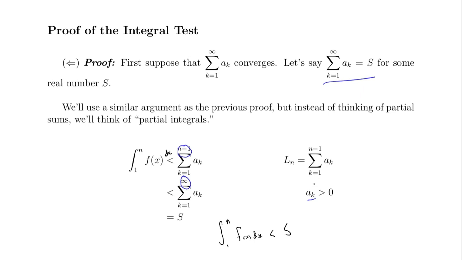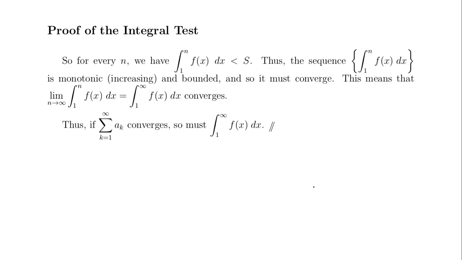Now what we're going to do is use that monotonic bounded convergence thing. For every n, we have this inequality. That means the sequence of these things is bounded. We know it's monotonic because as you add more x values here, as n gets bigger, we're adding more area, so it's increasing. We also know that it's bounded by this. And so we know that this sequence has to converge.